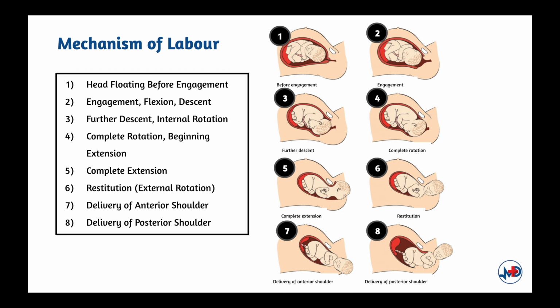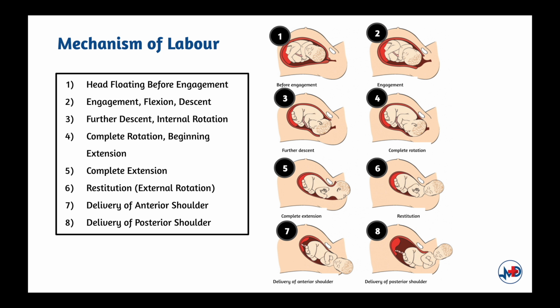Moving on, we have internal rotation. As the head descends, the presenting part, usually in the transverse position, is rotated about 45 degrees to the anteroposterior position under the symphysis. Internal rotation brings the AP diameter of the head in line with the AP diameter of the pelvic outlet.